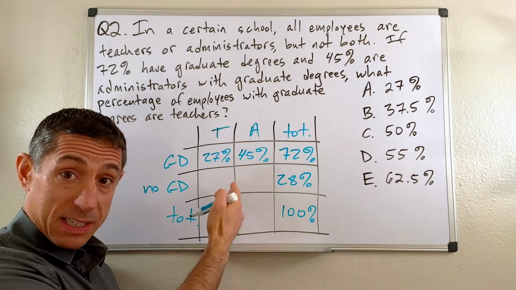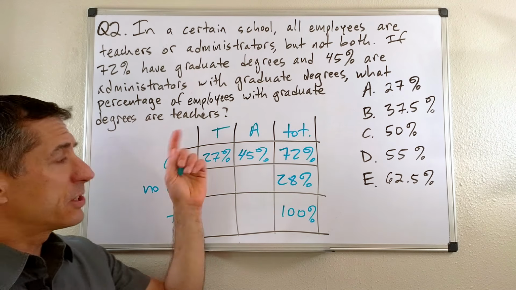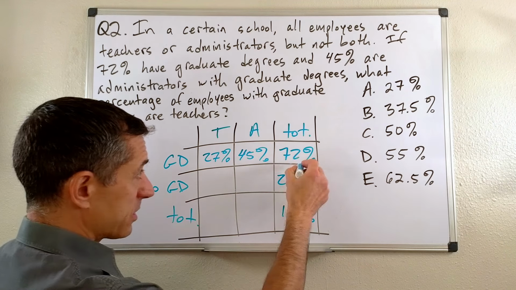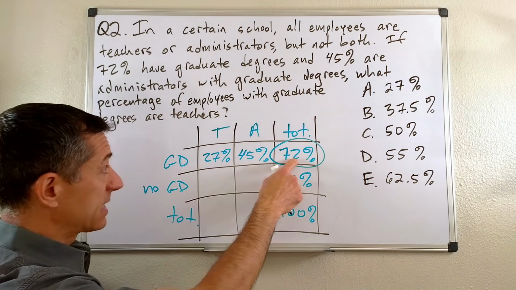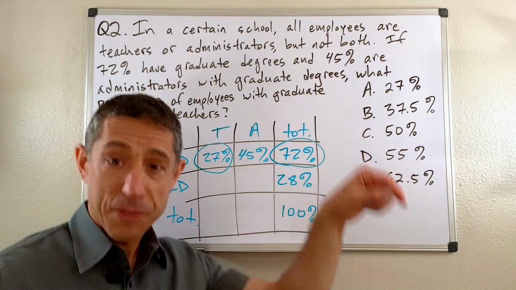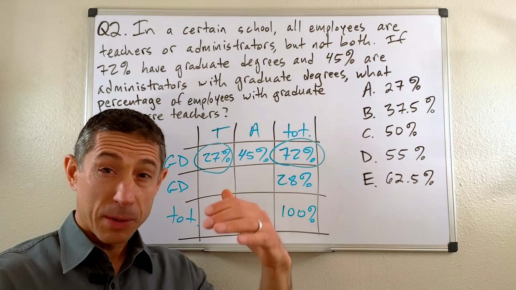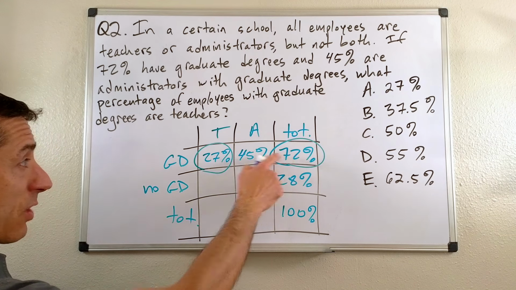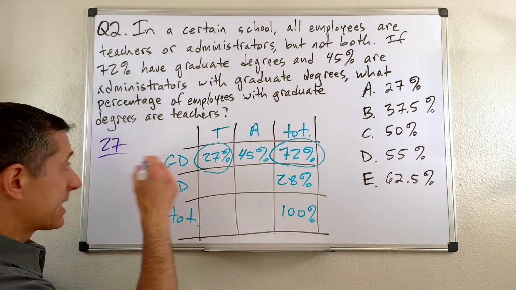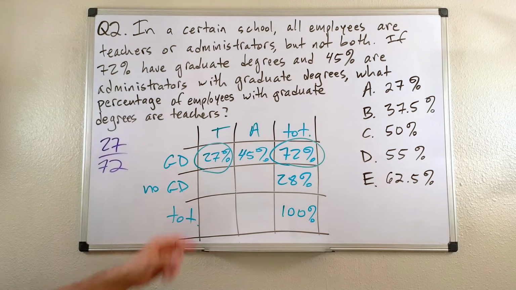I can't fill out these other four boxes, and maybe you feel like, hey, something's wrong here. But look what they're asking you. What percentage of employees with graduate degrees are teachers? What does that mean? Employees with graduate degrees, so 72% are employees with graduate degrees, 27% are teachers with graduate degrees. So what percentage of the employees with graduate degrees are teachers? If it helps at all, imagine that there are only 100 employees here. 72 have graduate degrees, 27 are teachers with graduate degrees. So just divide 27 by the 72. That's going to give us the percentage of the people with graduate degrees who are teachers.